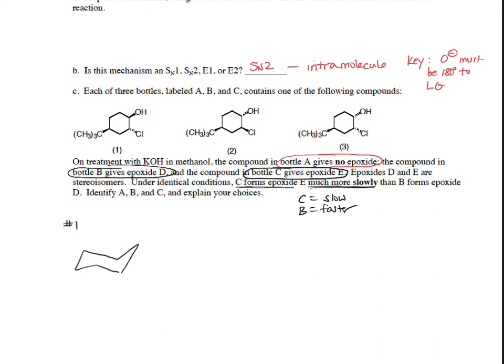Now we know if we're doing a 180-degree attack, that the only way I can do something 180 degrees is to put that leaving group in an axial position. Otherwise, if I put it equatorial, everything's 60 degrees to it. Nothing's going to work. I have to be 180 degrees. So we are going to force that chlorine to be axial because it has to be.